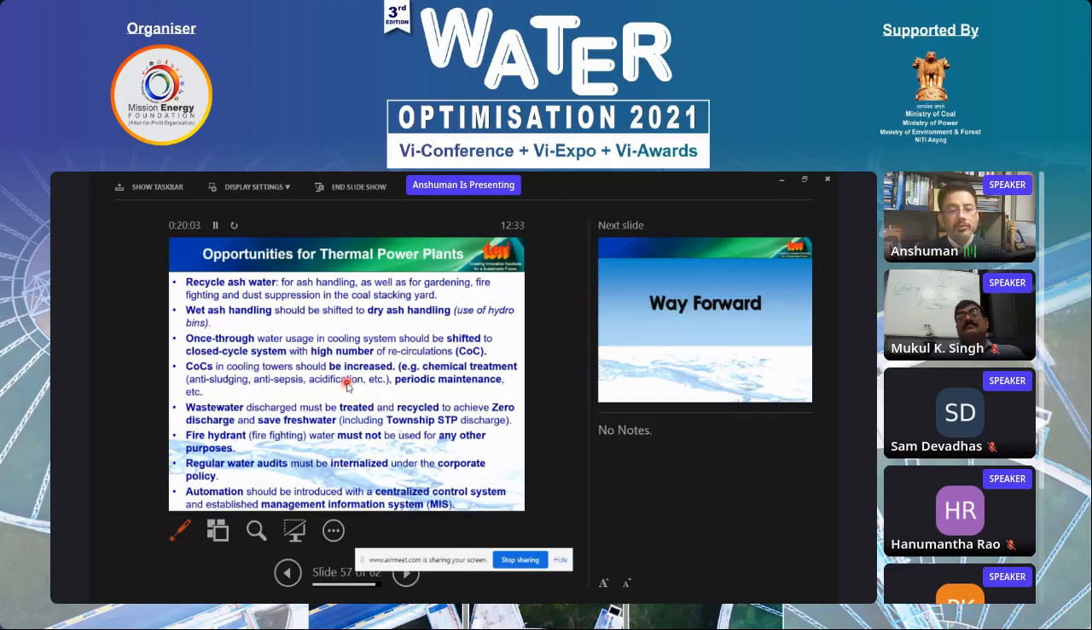I would emphasize regular water audits as one of the key things to improve the water use efficiency in power plants, and for that matter, any system. If that can be internalized within the corporate water policy, I think that would be a wonderful thing to do, because over a period of time this will benefit all the industries and all the power plants for sure. What we also identified was that automation could be introduced in the power plants, and for that matter in industries by and large, with a centralized control system and MIS system, which can definitely improve things. What we have observed is that with automation, around 15 to 30% of the water that is otherwise lost from the system as leakage losses or other wastages can be controlled very efficiently.